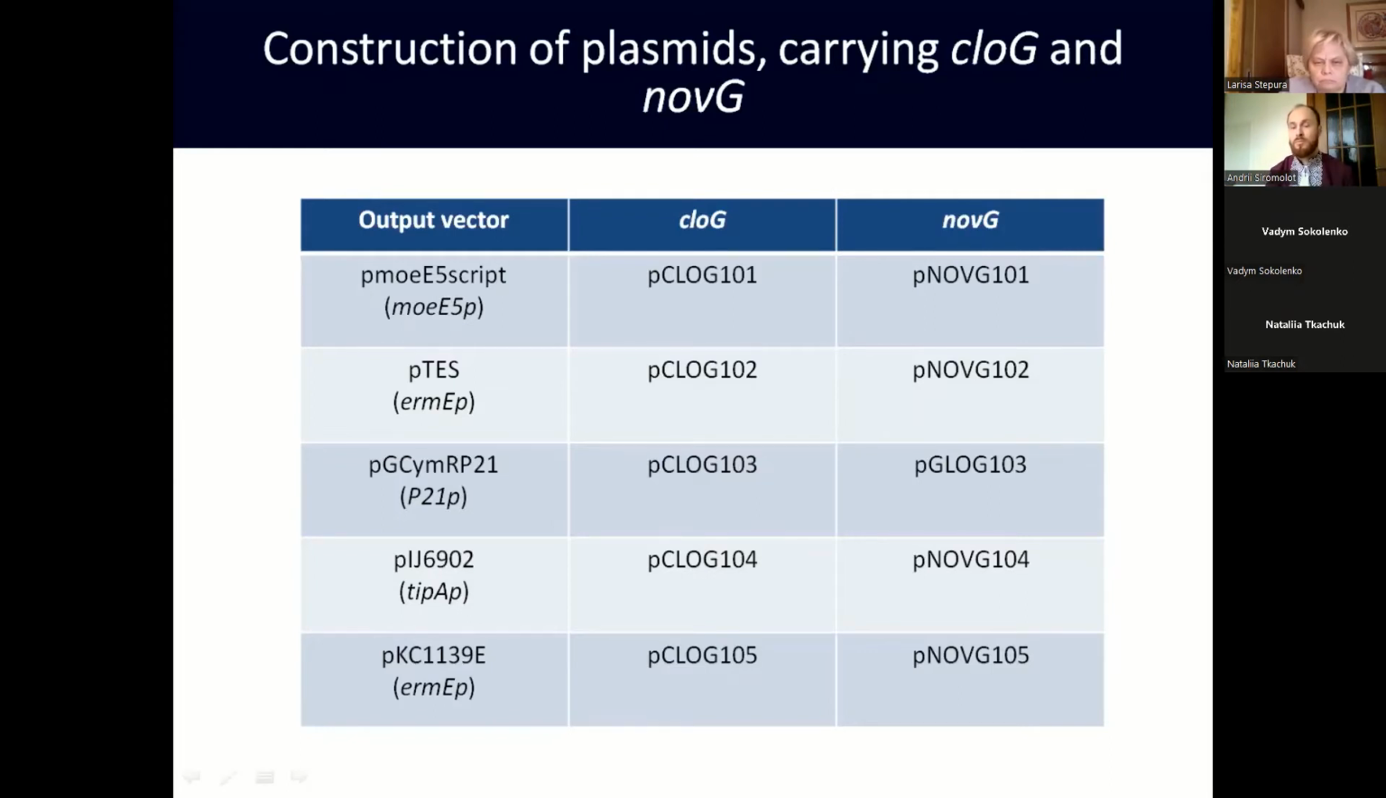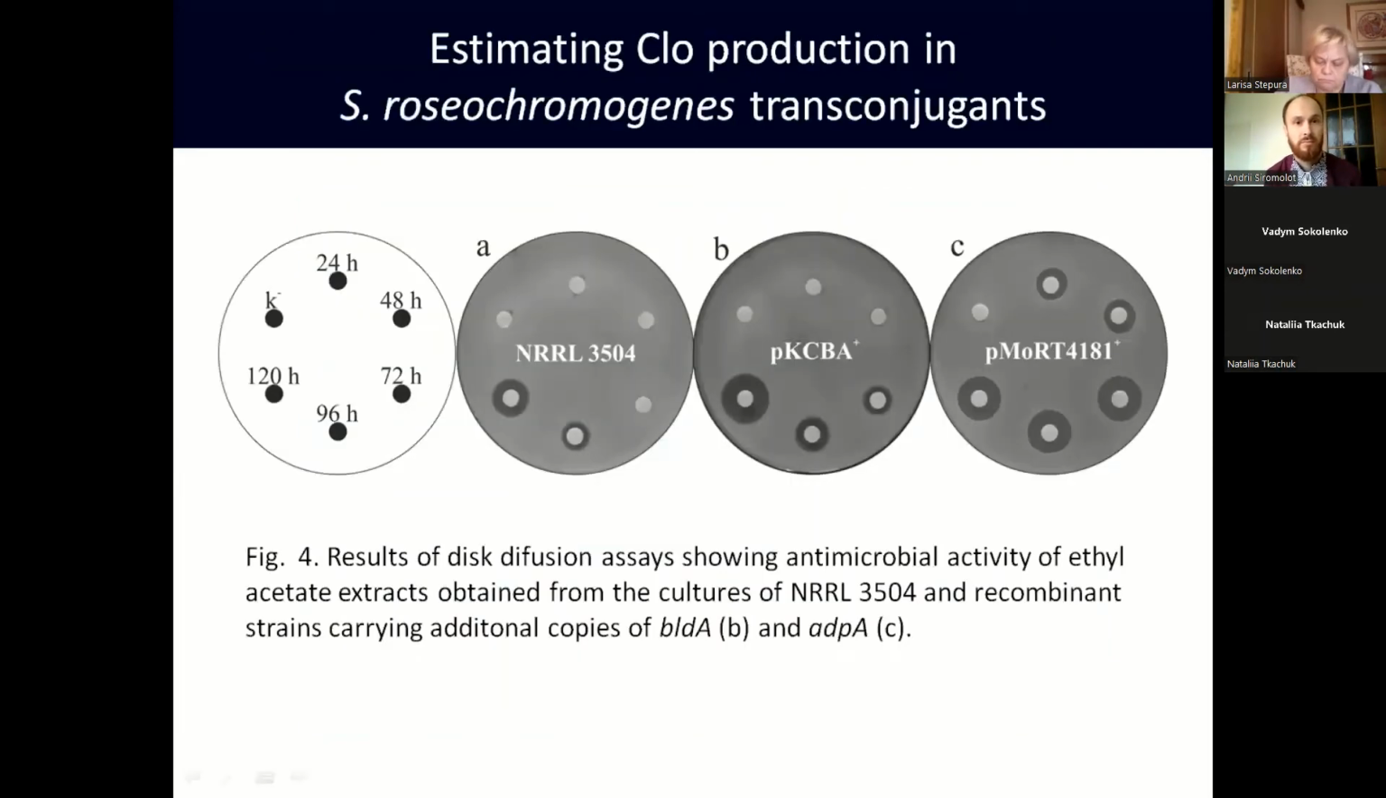After we constructed these plasmids and successfully transferred them into our production strain of Streptomyces roseochromogenes wild type, we had to estimate chlorobiocin production in transconjugates. For that, transconjugates were cultivated in GEM liquid medium for 120 hours, and every 24 hours a sample of culture broth was taken from each flask. In the end, we extracted the antibiotics from the samples and dissolved them in ethyl acetate.